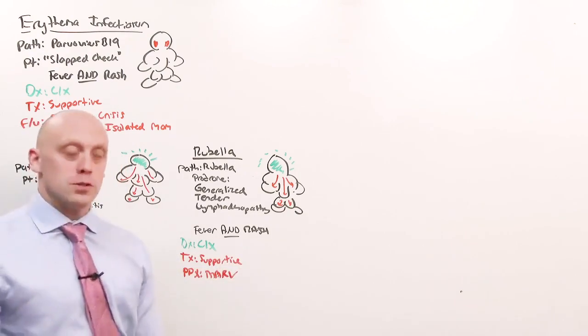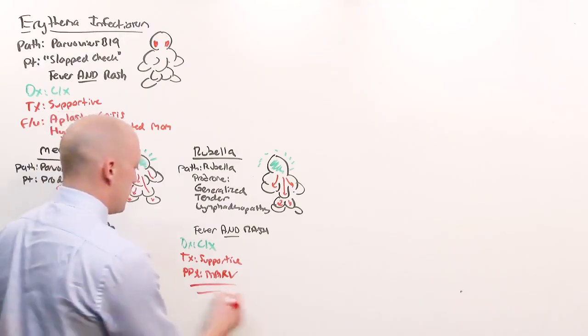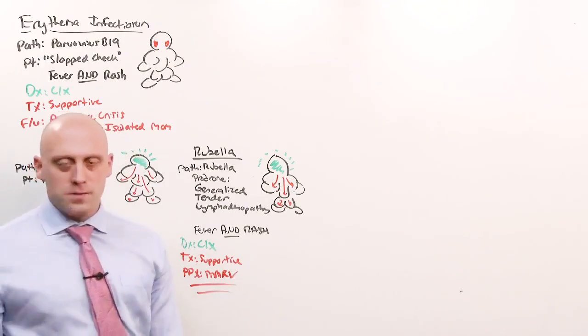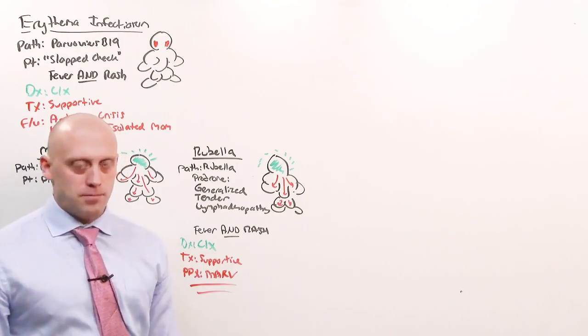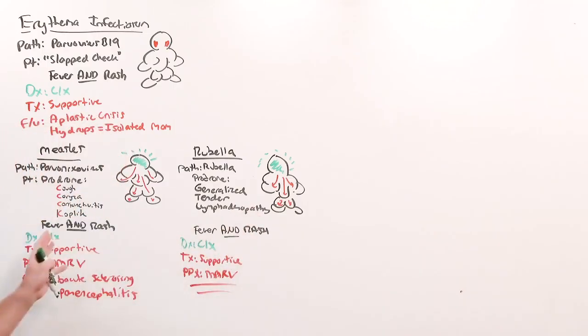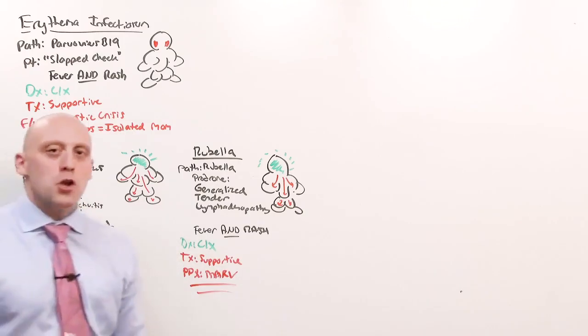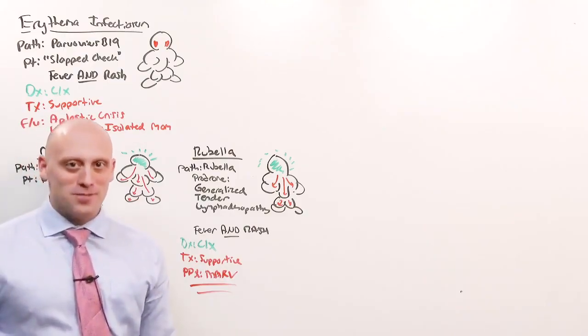There is no associated sequela with rubella. There is for mom if she gets infected, but we're not going to talk about that here. That's in the OB lectures. I just want to compare again. Everything is the same except for the prodrome between measles and rubella. And no one should get either vaccinate.